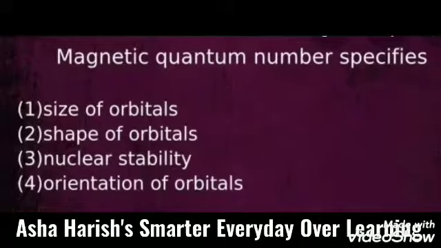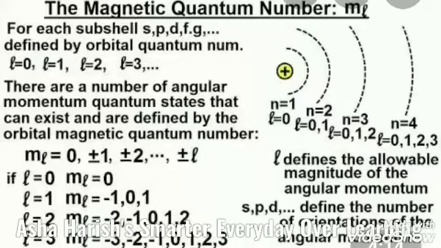And the next further information is the magnetic quantum number ML for each subshell s, p, d, f, g defined by the orbital quantum number. Here L values also they have given in the picture. There are a number of angular momentum quantum states that can exist and are defined by the orbital magnetic quantum numbers. Values they have given here, students, and shells also you can see in the picture. If you see this picture, here shells, subshells are given, and the azimuthal quantum number values given, and the magnetic quantum number ML values also given.